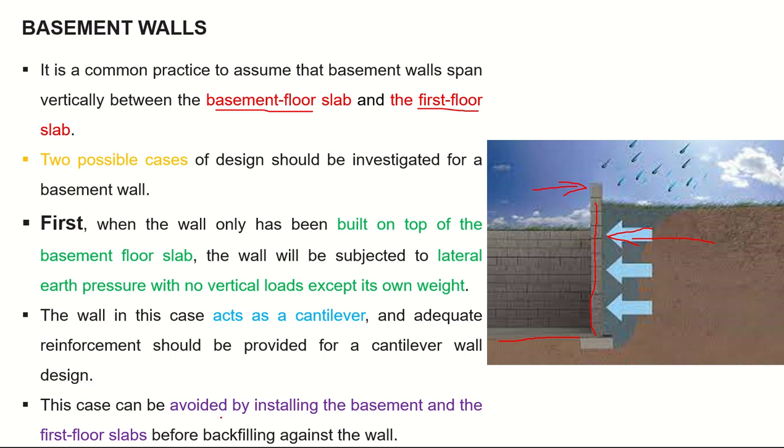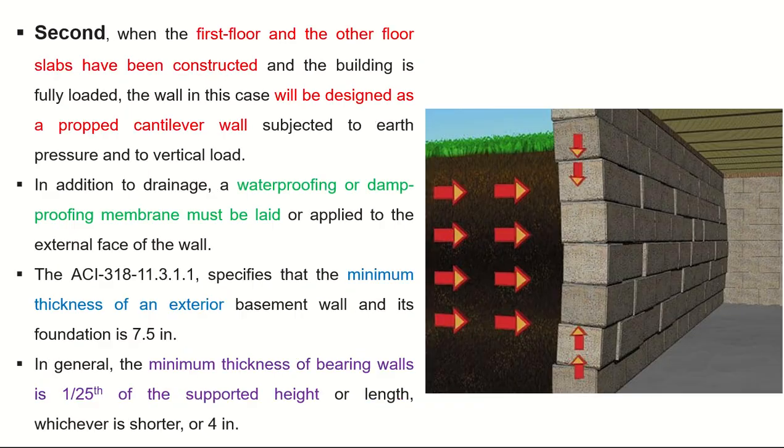This case can be avoided by installing the basement and the first floor slabs before backfilling against the wall. So when you install the first floor slab and then apply the backfill against this wall, it will be a basement wall and not a cantilever wall.